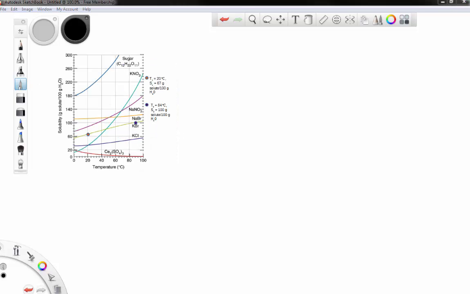Those 2 points basically correspond to 20 degrees C giving us 67 grams of solute per 100 grams of H2O, and maybe 84 degrees C giving us 100 grams of solute per 100 grams of H2O. So to get the slope, we basically take the rise over the run, so that's always delta y over delta x, and in this case that looks like change in solubility per change in temperature.